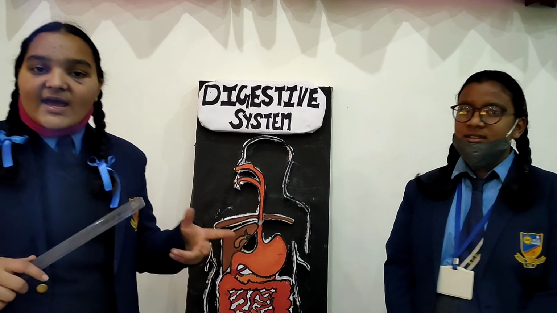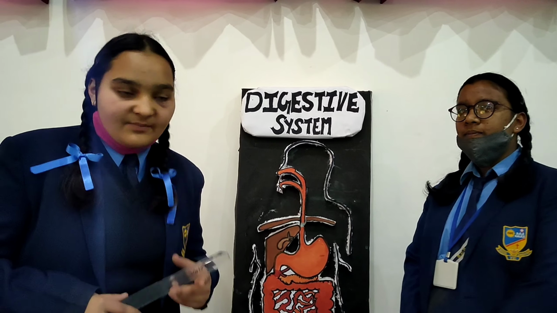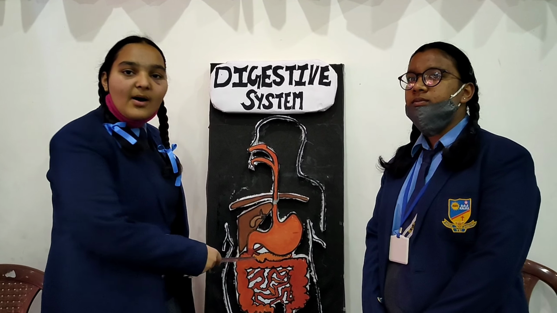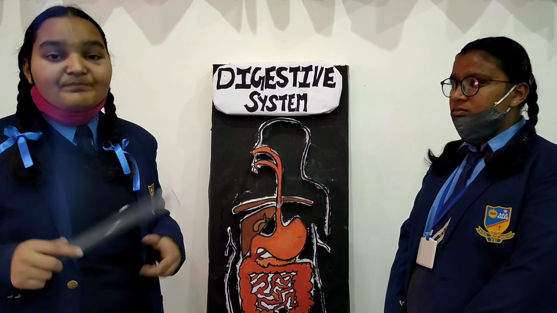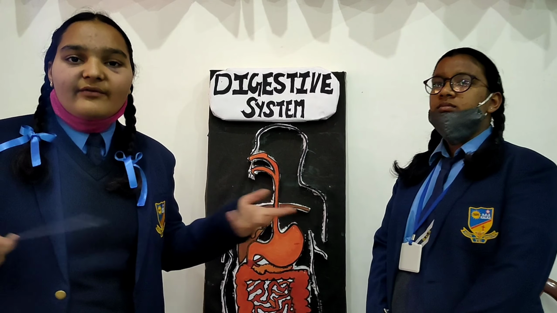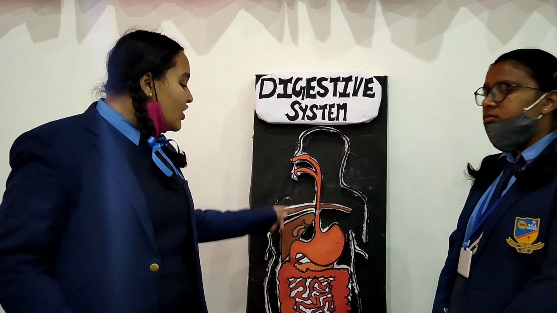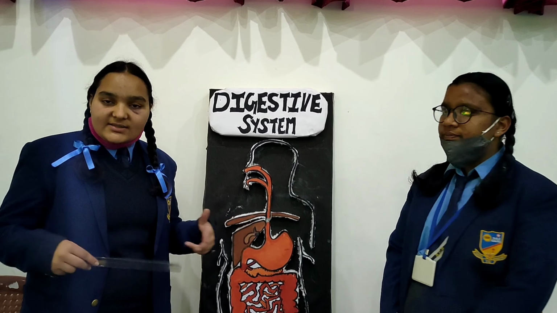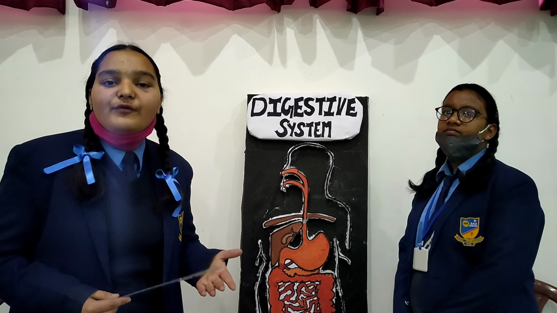Now, the question arises: what happens if the mucus is absent? If the mucus is absent, the HCl can react with the lining of the stomach and cause peptic ulcer. We have usually seen that we go through acidity. So this is the reason that peptic ulcer is caused. And if this peptic ulcer goes on increasing, it is actually harmful for our body.